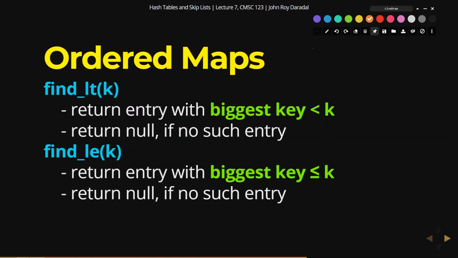So for example, if your keys are 1, 2, 3, 4, 5, 6, 7, 8, and you have find less than 4. So 4 is here, so all of these are less than 4, right? But the biggest key that is less than 4 would be 3. Because that is the biggest among those that are less than 4, so we'll return 3 in this case.